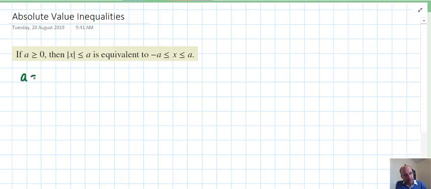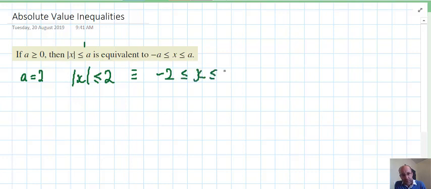So a equals 2, and then we'd have the absolute value of x less than or equal to 2. That is the first statement. If we substitute 2 in, we've got to show that that's equivalent to negative 2 is less than or equal to x, which is less than or equal to positive 2.